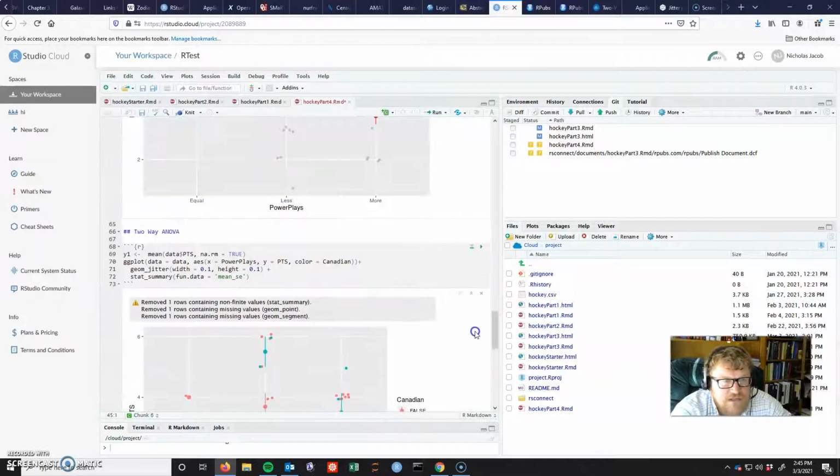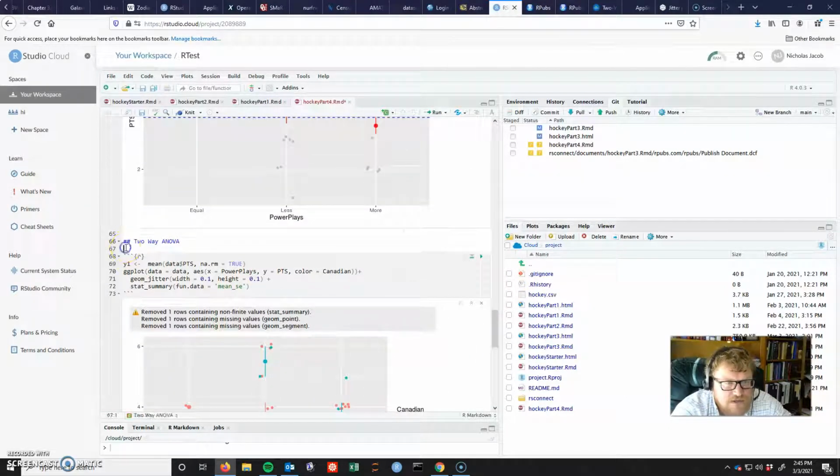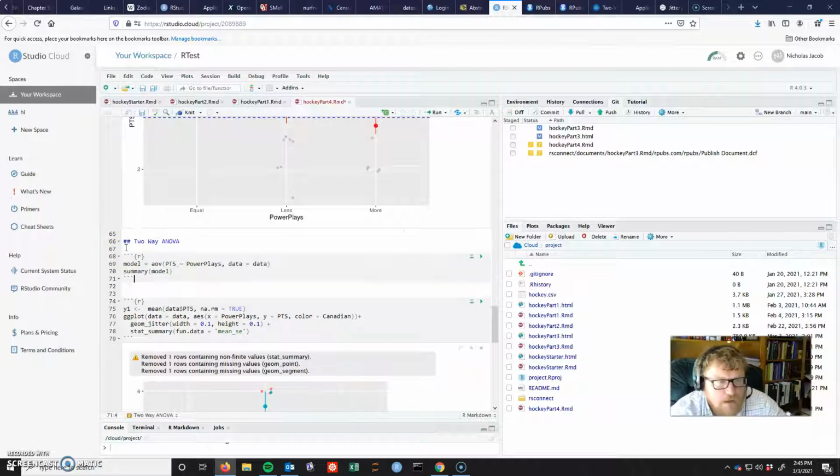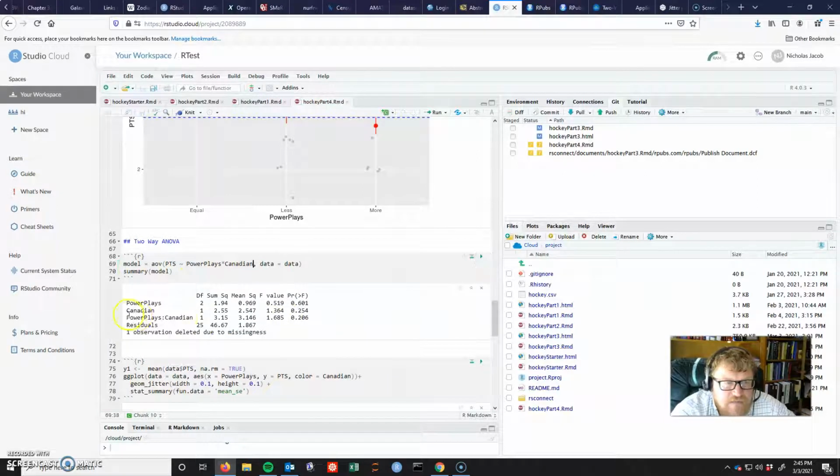So after this, right here, I'm going to do the two-way Anova. I'm also going to include Canadian teams. So here's how I include it: I just multiply by it. I do the power plays times the Canadian, and that will give me the Canadian there. If you do a plus here, it will just give you power plays and Canadian, but if you do times, it gives you the interaction between power plays and Canadian.